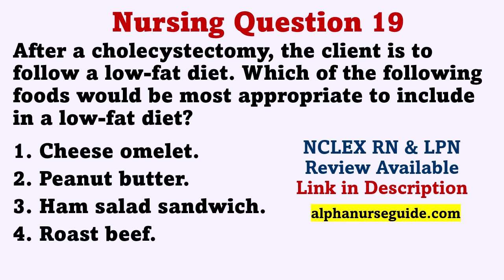The correct answer is 4. Roast beef. Lean meats, such as beef, lamb, veal, and well-trimmed lean ham and pork, are low in fat. Rice, pasta, and vegetables are low in fat when not served with butter, cream, or sauces. Fruits are low in fat. The amount of fat allowed in a client's diet after a cholecystectomy will depend on the client's ability to tolerate fat. Typically, the client does not require a special diet, but is encouraged to avoid excessive fat intake.